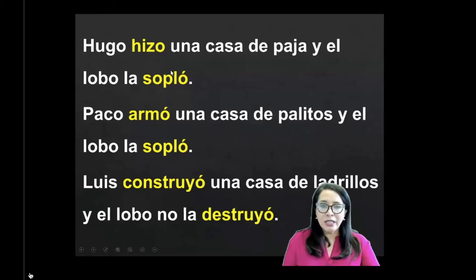Hugo hizo una casa de paja y el lobo la sopló. Hugo made a house made of straw and the wolf blew on it, right? And destroyed it. Things that happened one time, completed actions, preterite. Paco armó una casa de palitos. Paco put together a stick house and same thing happened. Lobo la sopló. Luis construyó, he constructed, una casa de ladrillos, a brick house, y el lobo no la destruyó. So all of these series of events, actions that had a beginning and an end, preterite.